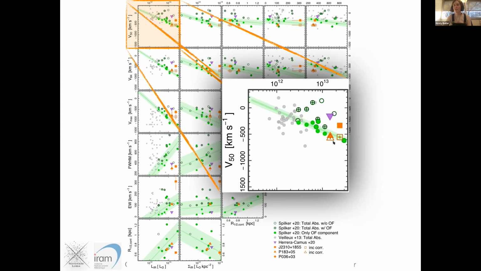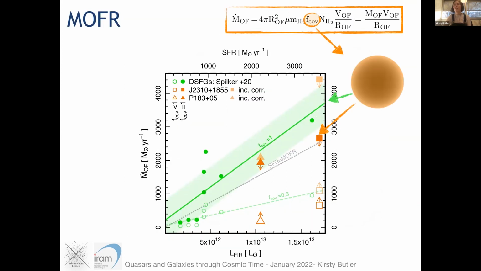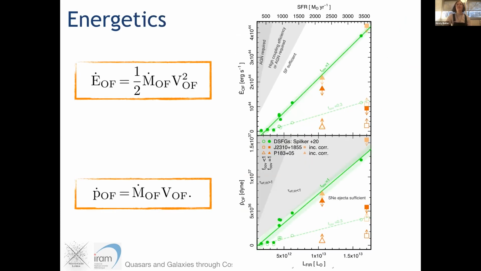I redid the derivations for the mass outflow rate. This already agreed with the dusty star forming galaxies. I show them now in the shaded orange. But again, it got interesting when we looked at the energetics. So our quasars initially were dropped way down below the dusty star forming galaxies, but with this inclination correction, all of a sudden they agreed very well with the dusty star forming galaxies.